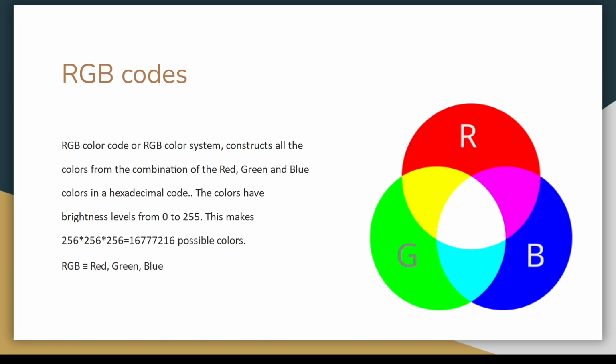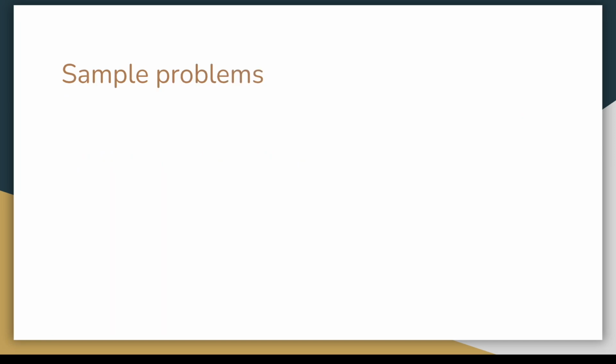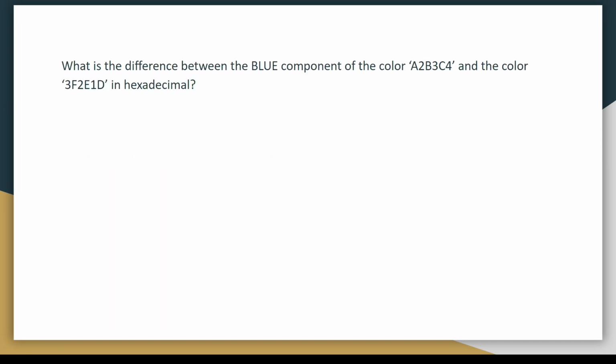Now let's move on to some sample problems from past ACSL tests. So we have an RGB question first. What is the difference between the blue component of the color A2B3C4 and the color 3F2E1D in hexadecimal?